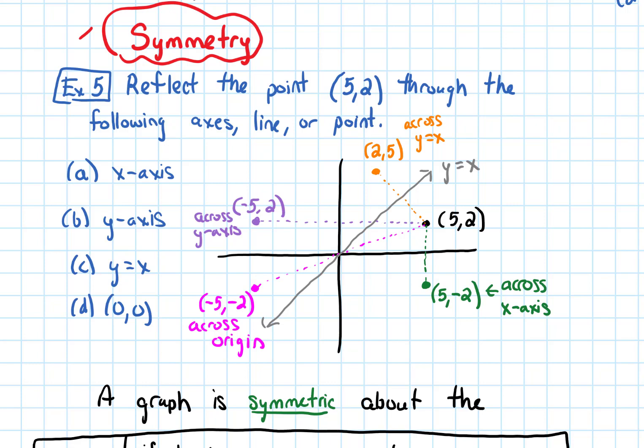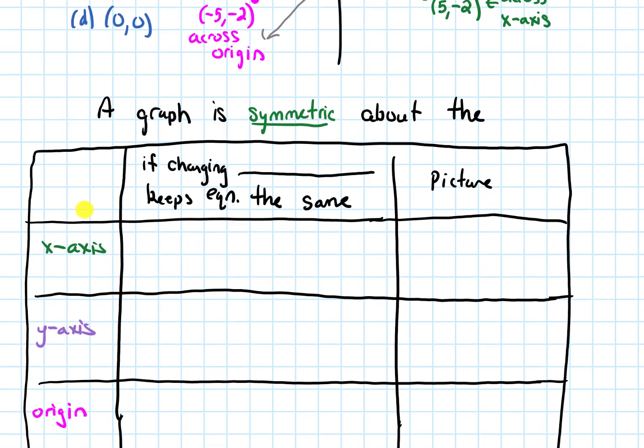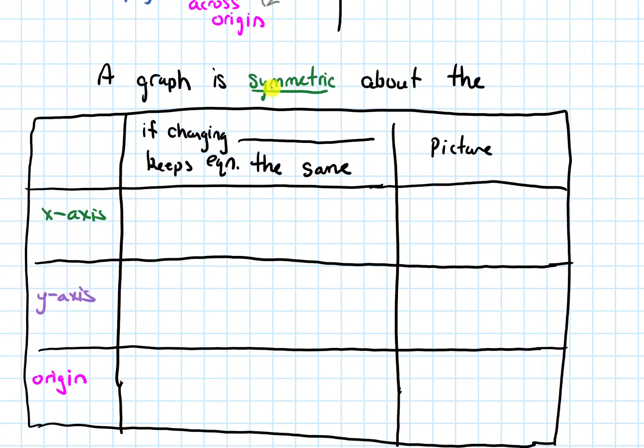So the next thing I want to talk about is, what does it mean for a graph to be symmetric about a certain axis or line? We will talk about 3 types of symmetries: what it means for a graph to be symmetric about the x-axis, then about the y-axis, and then about the origin. A graph is symmetric about the x-axis if changing y to -y keeps the equation the same.